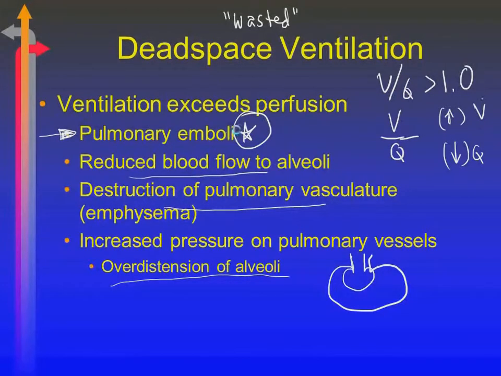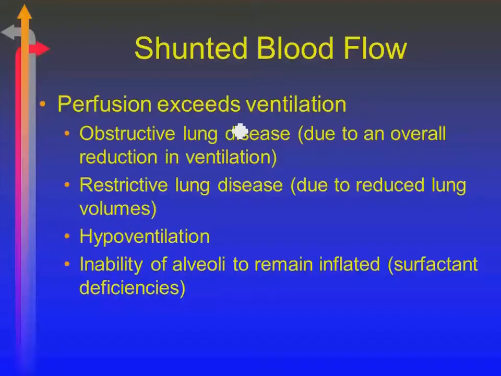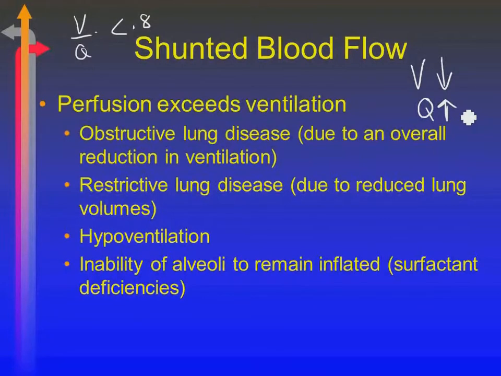Again, we showed this picture prior. Shunted blood flow is where perfusion exceeds ventilation, so my VQ is going to be less than 0.8. Is that less than? Yes. I hate that. I really do. So that means that either the ventilation has gone down or the perfusion, for whatever reason, has gone up.